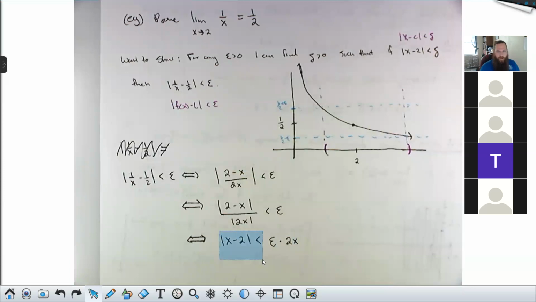So here's my absolute value of x minus c. This is looking good. What I want to do now is imagine where I'm sending x. I'm sending x to be very, very close to 2. So 2x should be very, very close to 4. And what I would like to check is if I have delta equal to 4 epsilon, do I have the original inequality? Will that be guaranteed? In other words, how big could this 2x be?